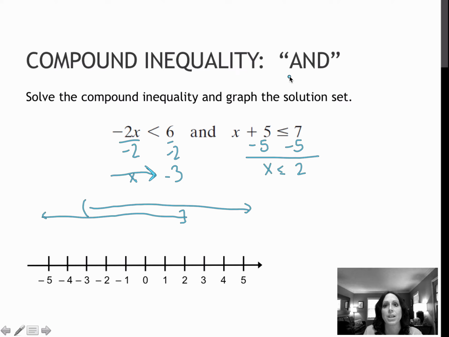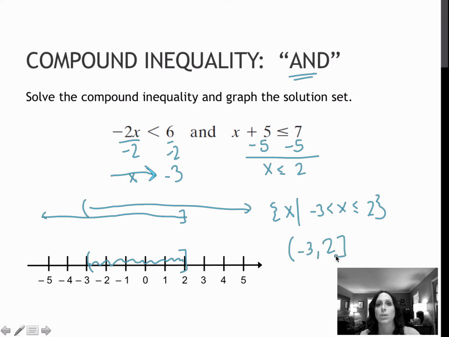And of course the intersection, the and, would be where they are both shaded. That would be from -3 to 2 and everywhere in between. This is one of the ones that we're used to where we have two going in opposite directions. So my solution would be all of the x's such that -3 is less than x is less than or equal to 2. Remember the less than or equal because it's a closed bracket. Or -3 to 2 in interval notation.